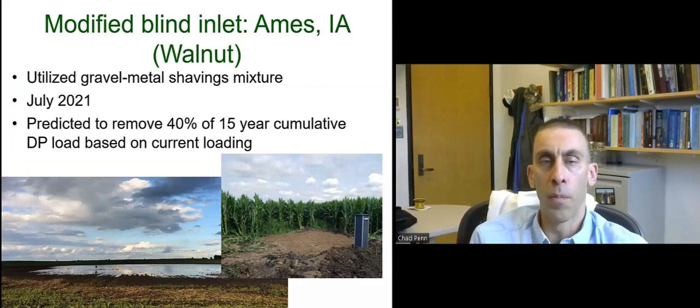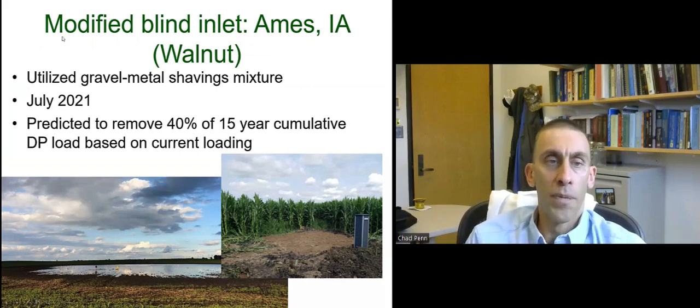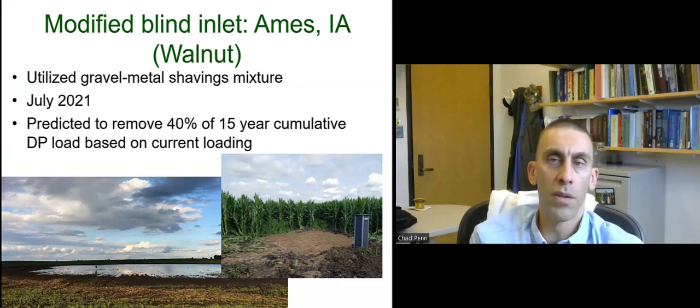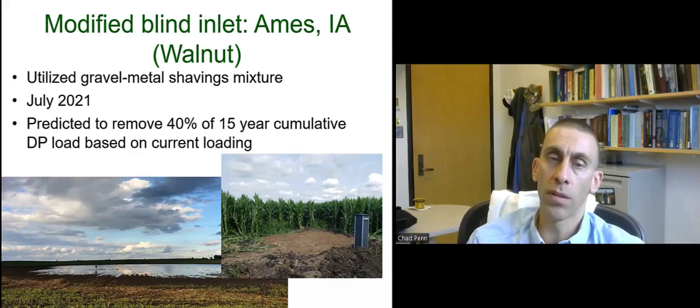This was built by Dr. Supir and Kalita, and a graduate student named Adam Busman helped to complete this one. I helped design this. We used the P-Trap software to design it. And this was on a prairie pothole that's known as Walnut. It was installed in July 2021, and it used a gravel metal shavings mixture as well, same as what I had in the previous slide. And we designed it to remove 40% of the 15-year cumulative dissolved P load based on the current loading that they had data for. And it worked very well.